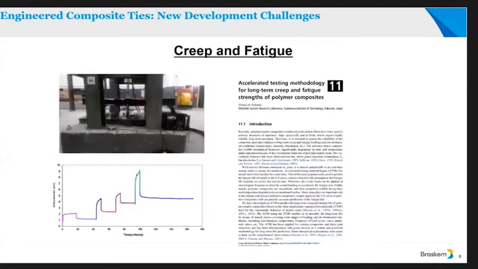We use the Japanese analysis. In 2007 and 2009, they described a methodology using time and temperature to check the creep and fatigue. So we use this superposition to check in different strains how it is going to perform, trying to simulate the future, simulate the whole life cycle.